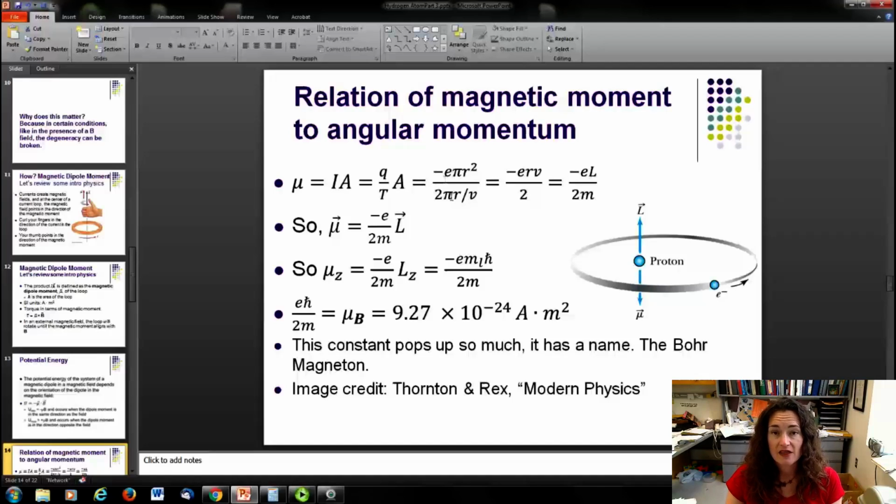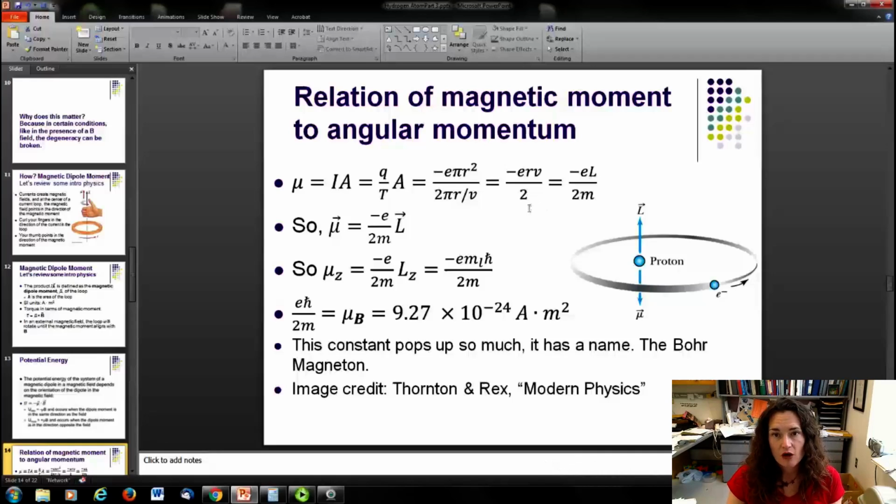Now the time would be the period, which is the circumference of your circle, 2 pi r, divided by your speed, v. That's the speed of your electron in its orbit. And then A is the area enclosed by the loop. If you assume a circle, that's pi r squared. So that leads us to minus e pi r squared over 2 pi r over v for our magnetic dipole moment. Now we can simplify things a bit. Some of our r's cancel, our pi's cancel, and we end up with minus e r v over 2.